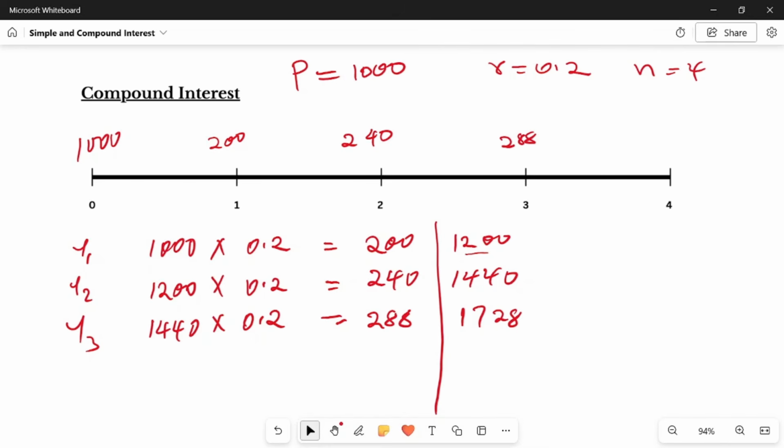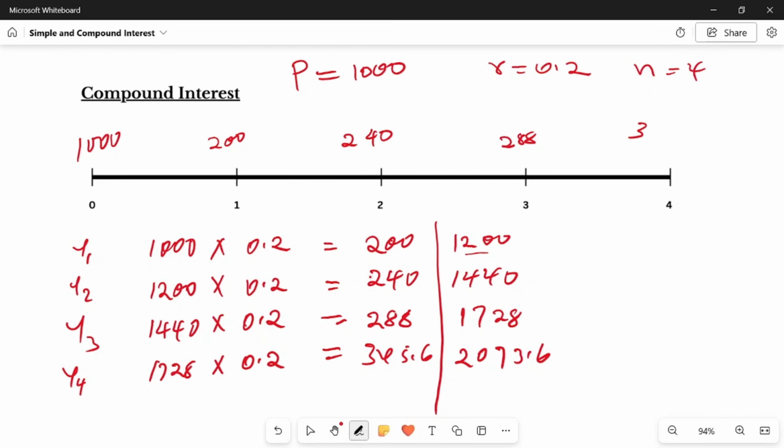Now, for the final year, we started the year with a balance of 1,728, and this is going to earn an interest of 0.2, which means that we are going to have 345.6 as our interest. So the total balance in our account at the end of this period is going to be 2,073.6. So, in this period, we are going to have earned 345.6. So this is where now the difference lies in between the simple and compound interest.